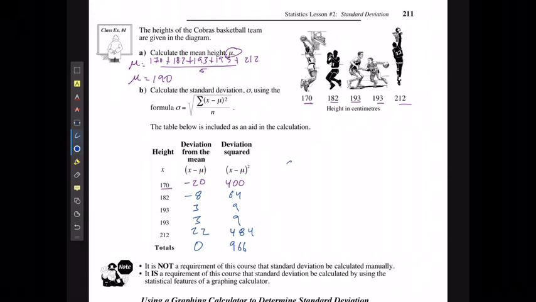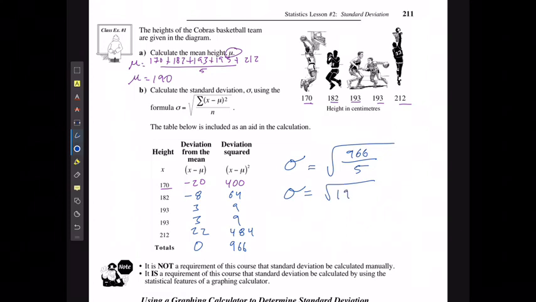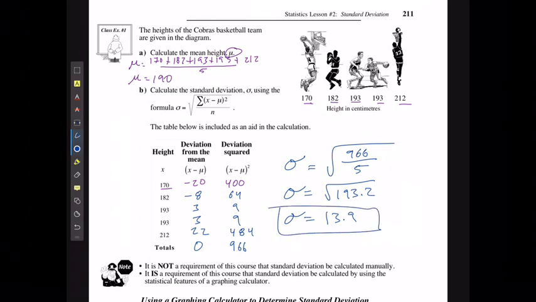I can say that sigma is equal to the square root of 966 divided by, I have 5 pieces of data, or sigma is equal to the square root of 193.2. Sigma is going to equal 13.9. So this has a standard deviation of 13.9 centimeters.